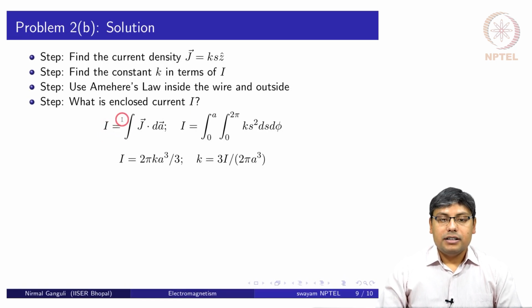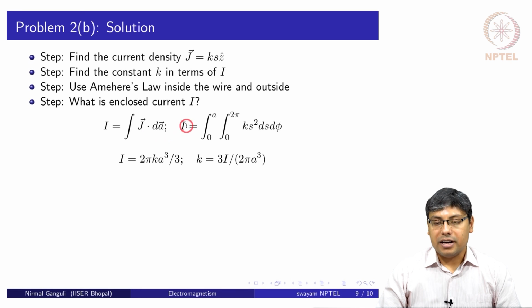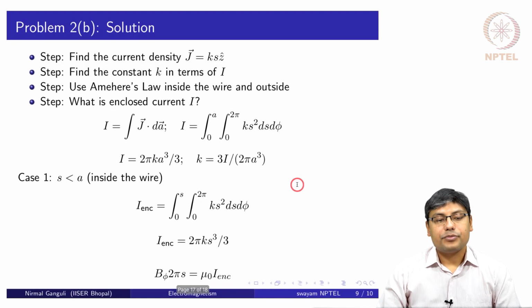The current is given as integration over J dot dA, because J is the volume current density. So, the current I is in this case integration over the radius and the phi, k s square ds d phi. So, I can be given as 2 pi k a cubed over 3. That means k, the unknown constant in terms of the current, can be expressed as 3 times I over 2 pi a cubed.